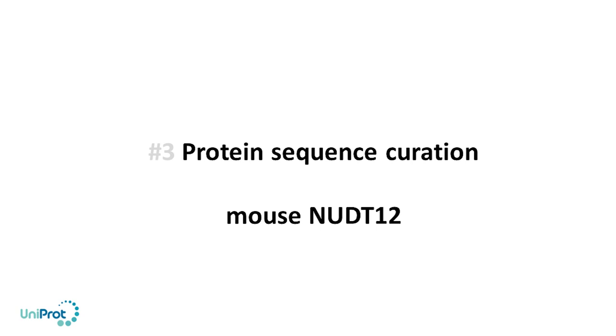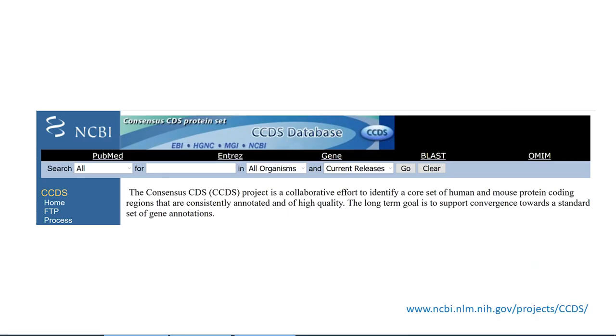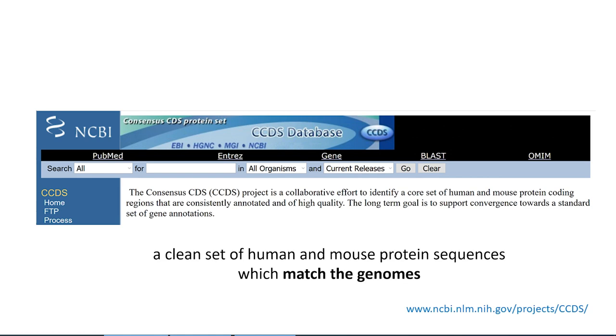The first important step of the biocuration process is to check and validate the protein sequence, because a lot of annotations are linked to amino acid positions in the sequence. For some model organisms, such as human and mouse, a consortium exists to ensure a consensus sequence corresponding to the genome. The CCDS database for consensus coding sequence is the result of UniProt's close collaboration with institutes such as EBI, NCBI, UCSC, and Wellcome Trust Sanger Institute to establish a common clean set of human and mouse protein sequences which must match the underlying genomes.